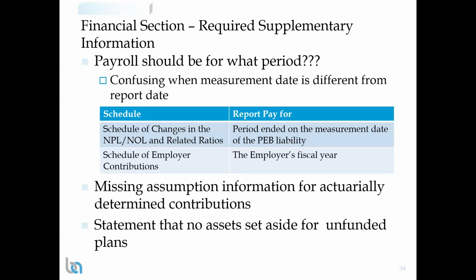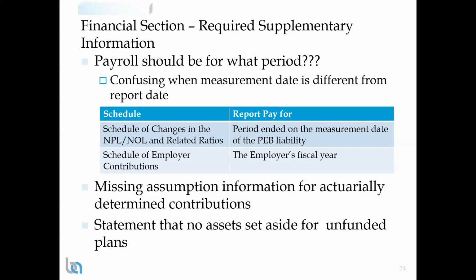Things that show information regarding the net pension liability or the net OPEB liability as of the measurement date should be reported based on the measurement period. So you have to look at the schedule and see what it is reporting, and then show the relating amount of payroll. When you have your schedule of contributions and it's based on actuarial information, you have to disclose the actuarial assumptions that were used to derive the contribution amount.